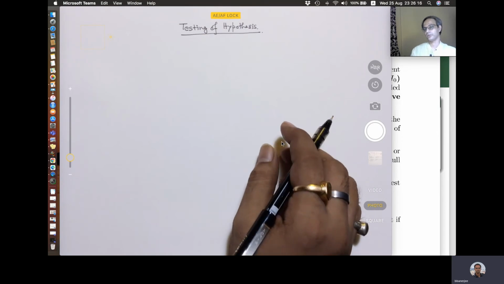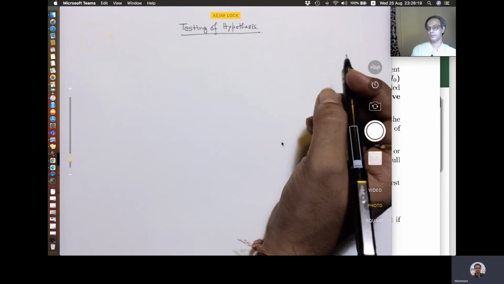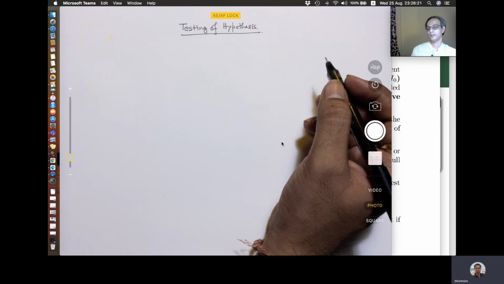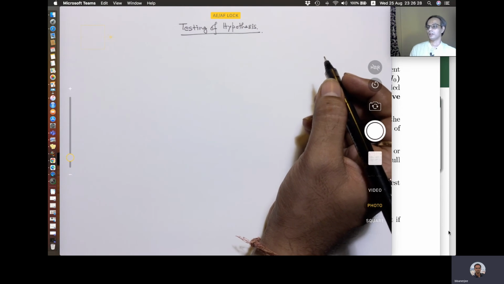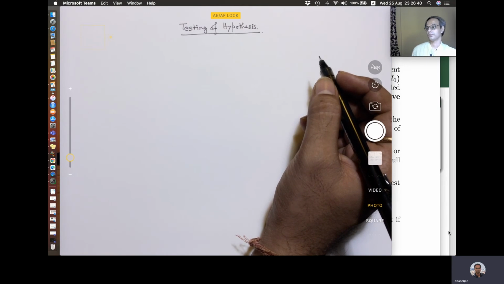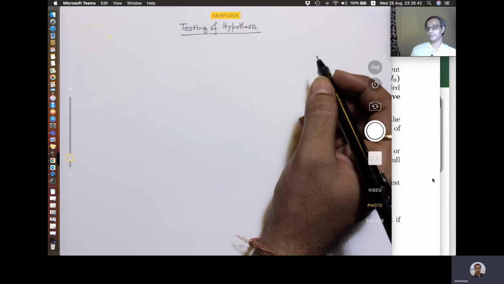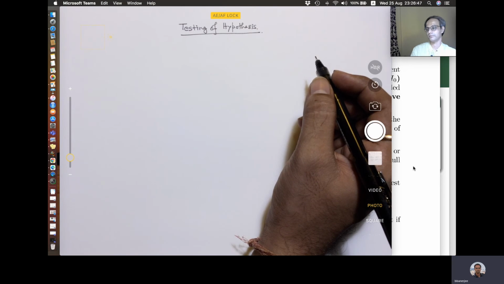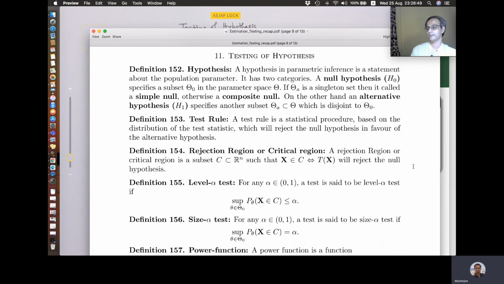Hello everyone. We are going to revise the concept of testing of hypothesis. This is the key concept of statistical inference. One of the key concepts, another is estimation. And this is the fundamental idea where people usually take the decision. So this is the decision-making tool of statistical inference. So let us first define the terminologies and the ideas. We will see some examples at the same time.